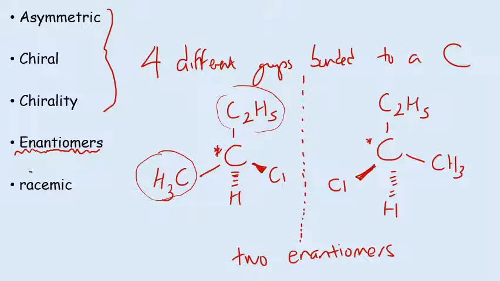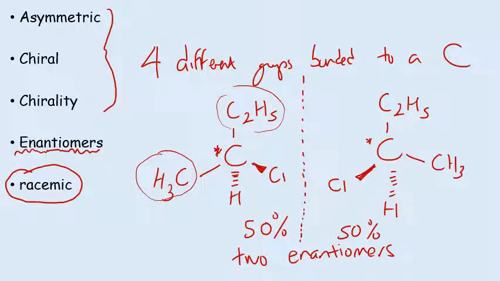And a racemic mixture means that we've got an equal mixture of the 2 enantiomers. So if you've got a racemic mixture, you've got 50% of one enantiomer and 50% of the other. It's an equal mixture.